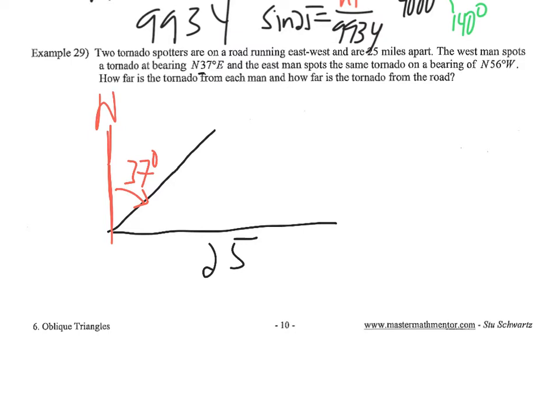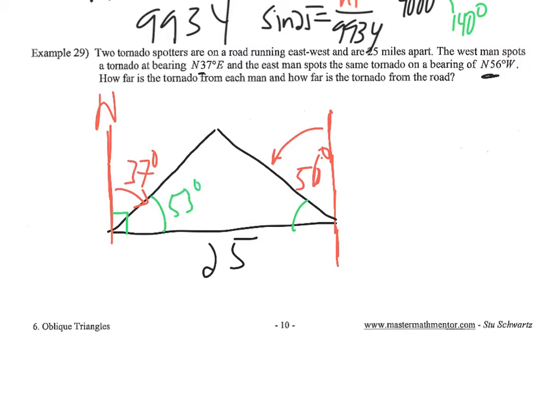Let's see. Then this guy over here, it does say a man, so we know this person's looking toward the tornado, and that person is spotting it at north 56 degrees west. So this is going to be the 56 degree angle right here from north to that bearing. What makes this a little tricky, we've got to find that angle and that angle. These are right angles, right? So they're complementary. So this should be 53 degrees. And this should be 34 degrees.